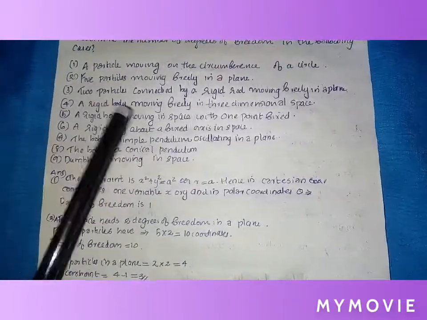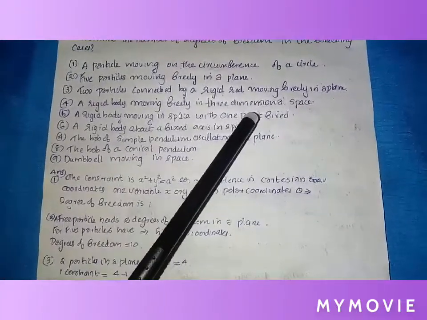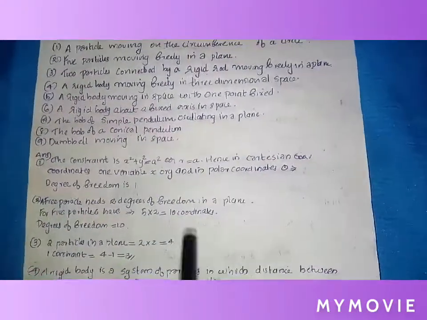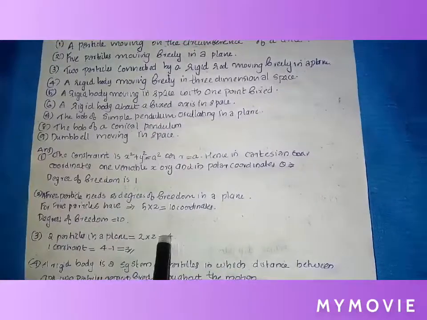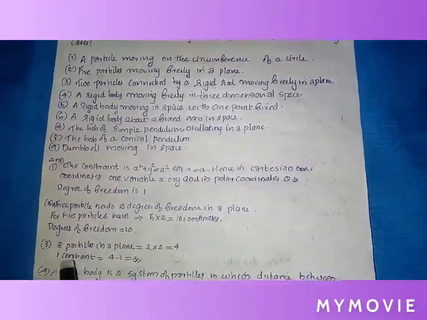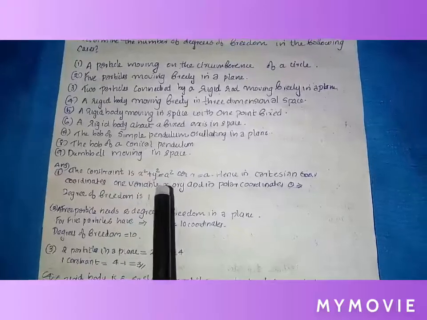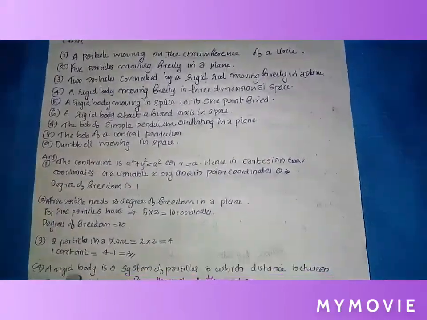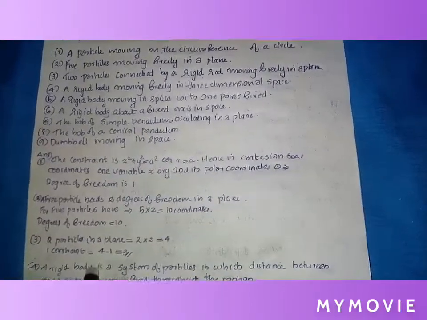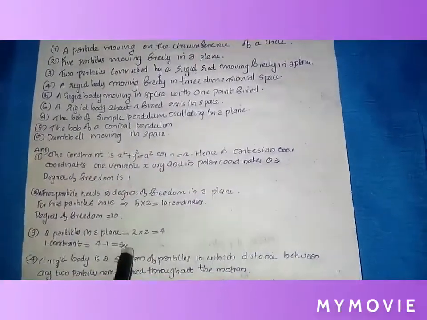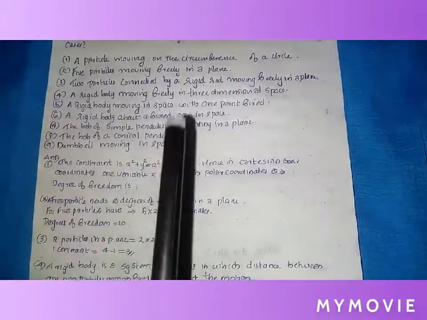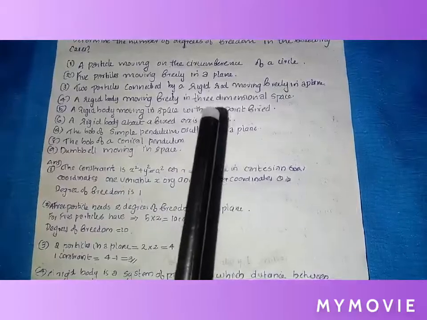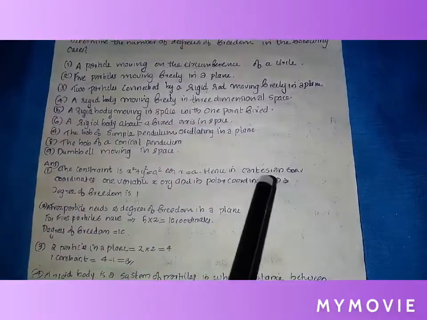Third example, 2 particles connected by a rigid rod moving freely in a plane. For 2 particles in a plane, we need 2 into 2, that is 4 coordinates. But here there is one constraint, because a constraint means a limitation, and the particles are connected by a rigid rod. So 4 minus 1 is equal to 3 as the degrees of freedom. Fourth example, a rigid body moving freely in 3-dimensional space.